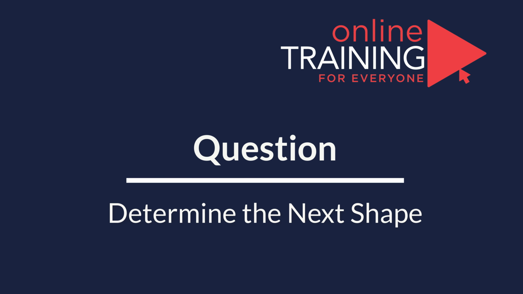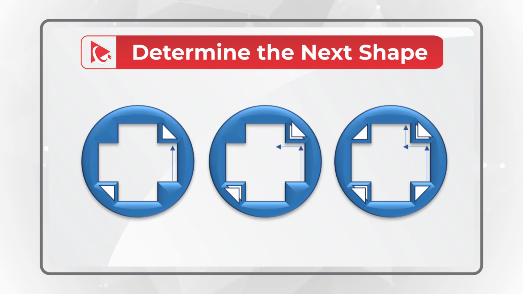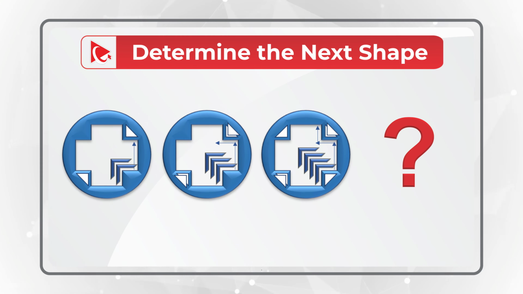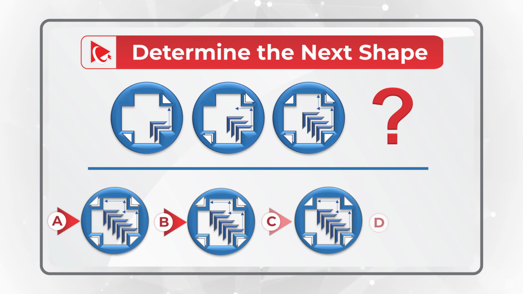Here's an amazing question where you need to find the next shape in the sequence. You're presented with the series of circles. Circles are of a different configuration and have a variety of different shapes inside. You have 4 different choices to choose from. Choices A, B, C, and D.